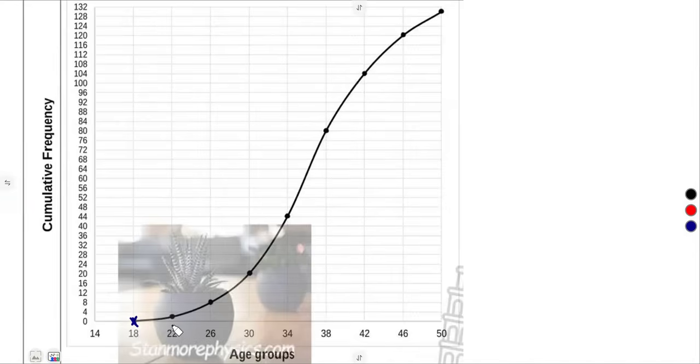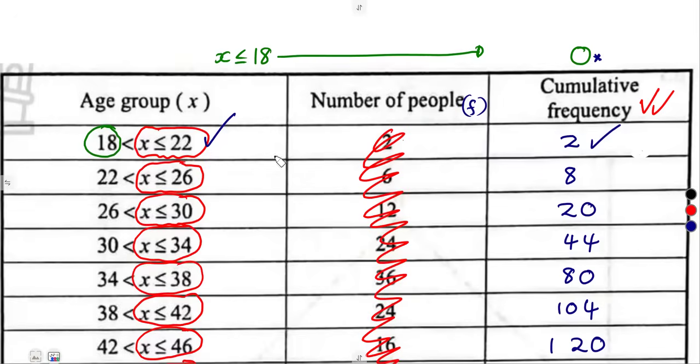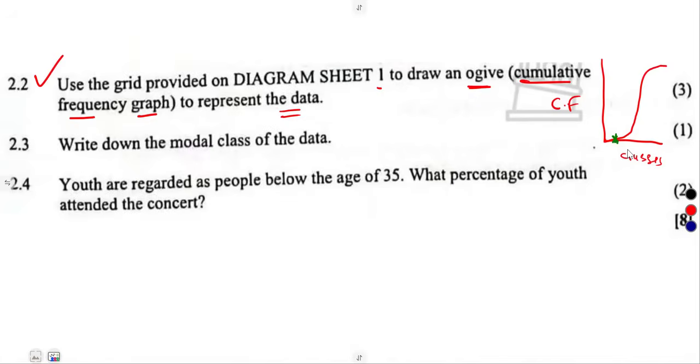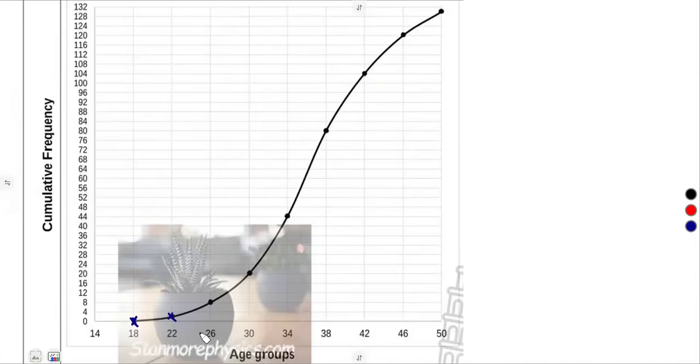Where are we having 22? We are already given. So 22 is approximately between 0 and 4. So you're going to mark your point and so on. Then we move on, 26 versus 8. We are also given that on this part, the 26 is already given. So you mark your points and so on.